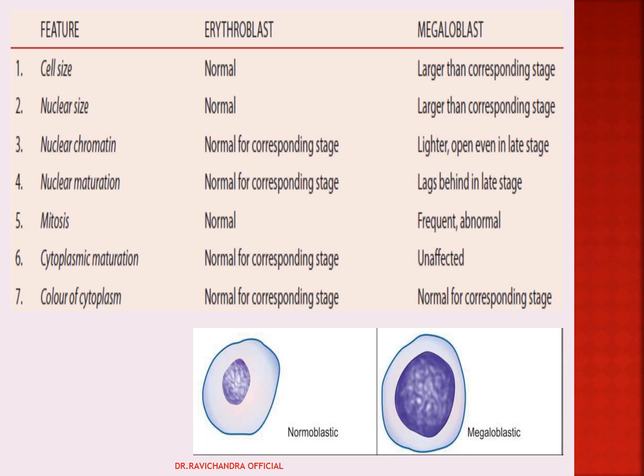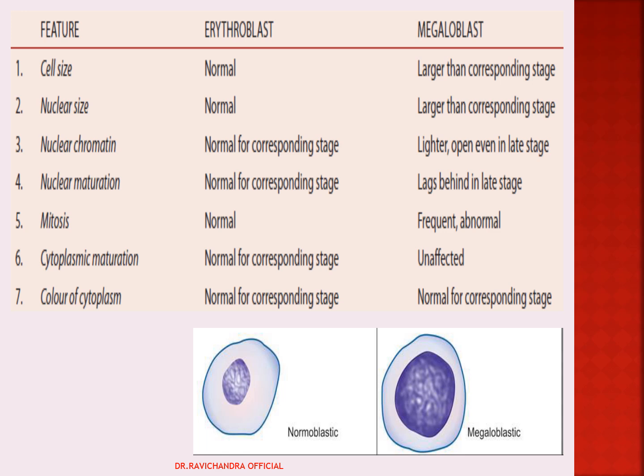Erythroblast is the normal precursor cell of an erythrocyte, whereas megaloblast is the precursor of a macrocyte. So in a 3 marks question, they may ask you about the megaloblast. For that, you have to define what a megaloblast is and compare the differences between the erythroblast and a megaloblast. Cell size and nuclear size will be normal in erythroblast, whereas they are larger than the corresponding stage in a megaloblast.